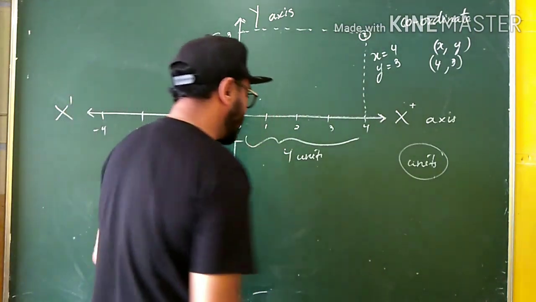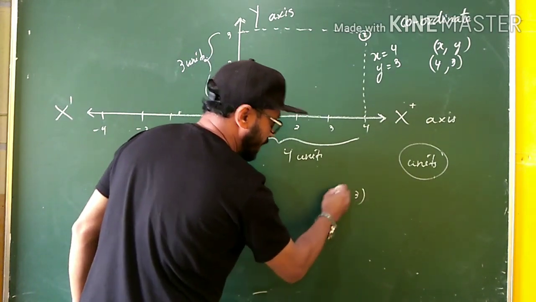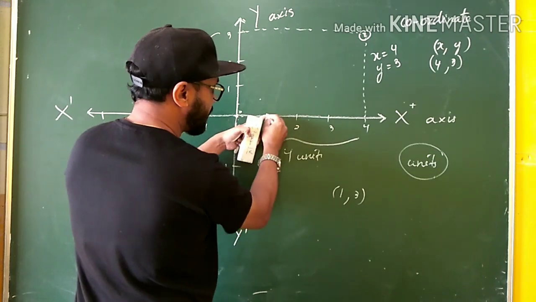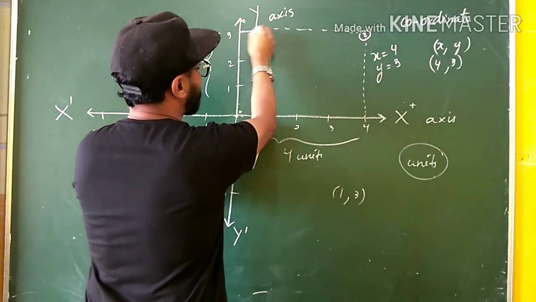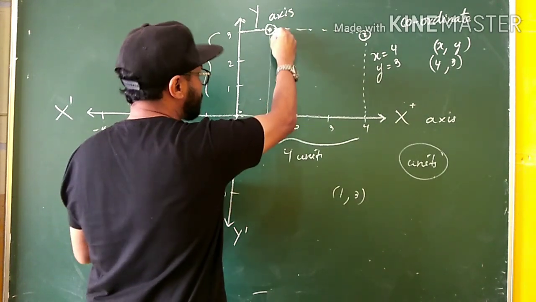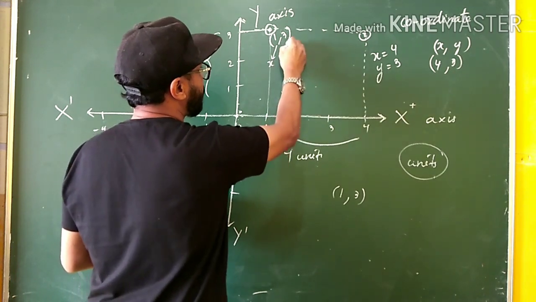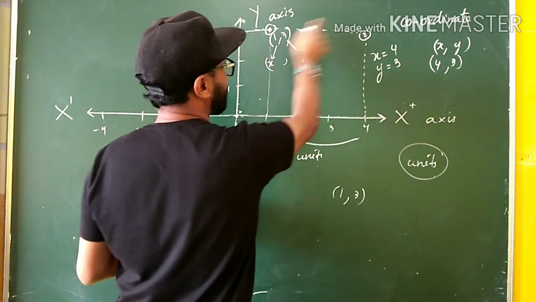Understood? Now for example, if I write (1, 3), can you locate this point? The x is 1 here and y is 3: 1, 2, 3. Now if you draw a perpendicular line from here and from 3, this will meet here. So the value of x here is 1 and the value of y here is 3. Now these two things if you put together, then we'll get a coordinate.